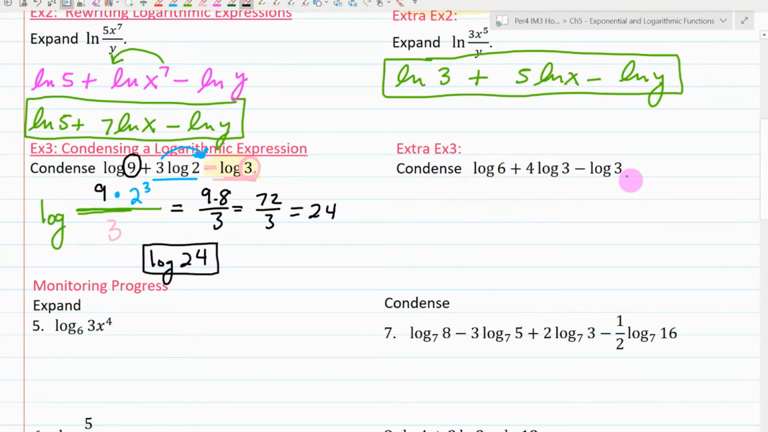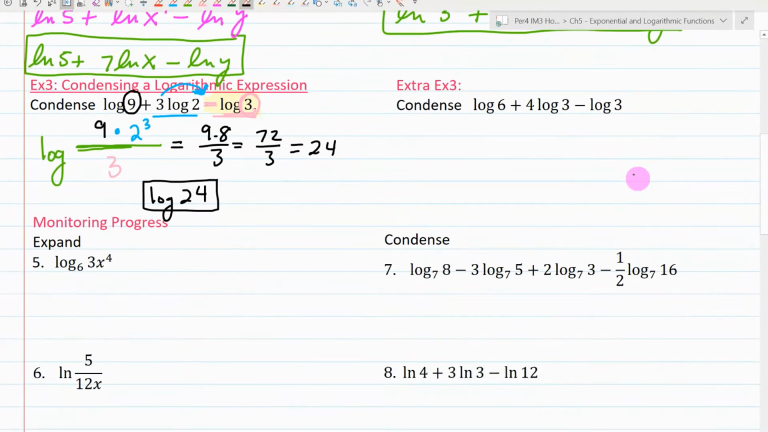Next one, try this one. Actually, go ahead and do the next 5. Pause the video, and then when you're finished, please come back and play it. All right, here we go.